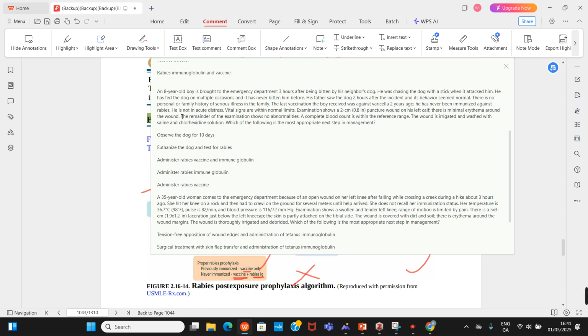Okay. I like the way they spelled it out here. It makes sense. So, he is not in acute distress. Vital signs are within normal limits. Examination shows a 2 cm puncture wound on his left calf. There is minimal erythema around the wound. The remainder of the examination shows no abnormality. A complete blood count is within reference range. The wound is irrigated and washed with saline and chlorhexidine solution. Which of the following is the most appropriate next step in the management?